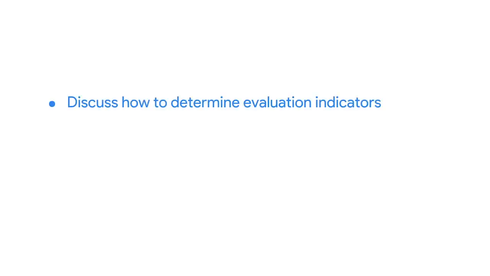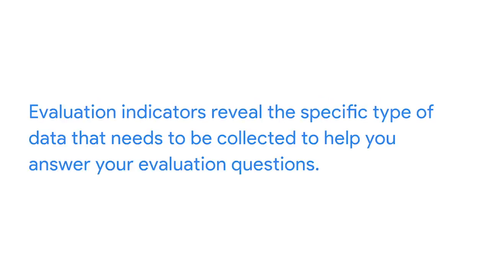Welcome back. In the last video, we discussed the importance of evaluation and how to come up with effective evaluation questions that address certain aspects and outcomes of your project. In this video, I'll discuss how to determine evaluation indicators. Evaluation indicators reveal the specific type of data that needs to be collected to help you answer your evaluation questions. In the next activity, you'll identify evaluation indicators for each of your evaluation questions and add them to the Sauce and Spoon Quality Management Plan.